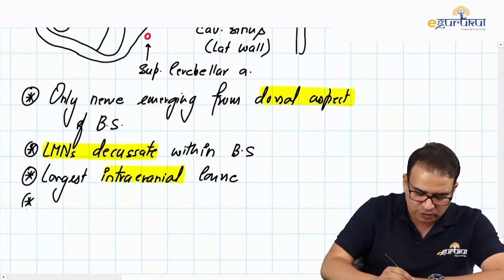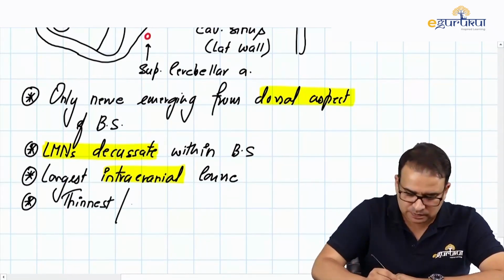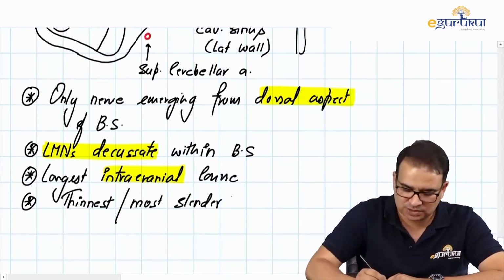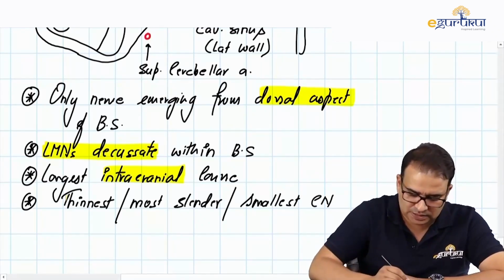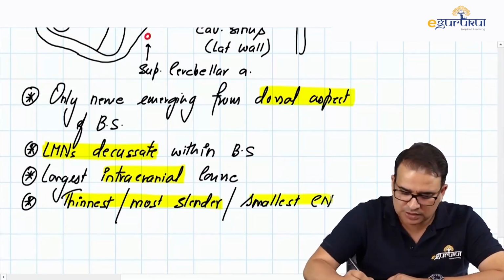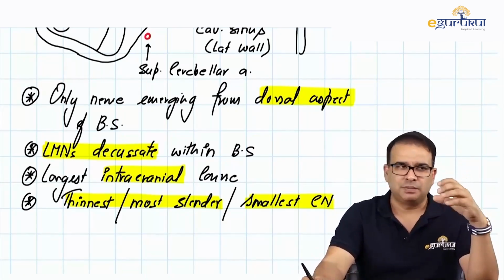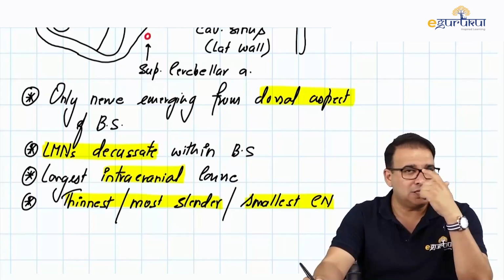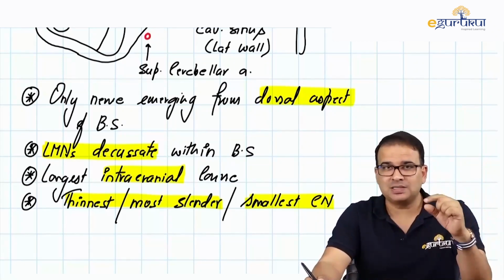And finally, the fourth nerve is the thinnest cranial nerve. Either you call it thinnest, or you can call it the most slender, or you can even call it the smallest cranial nerve. Now, smallest is the word which makes some people raise their eyebrows: how come it is the smallest nerve? Because when you say the word smallest, people usually think of the olfactory. Well, guys, olfactory is not the smallest cranial nerve. Olfactory is the shortest cranial nerve. That is the difference: that is the shortest, this is the smallest.